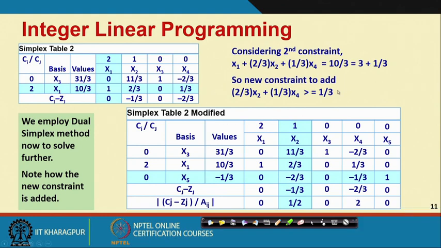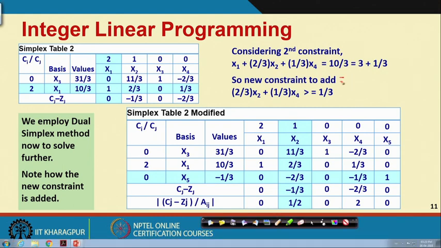You see what we do is very interesting. We write it the negative way, right. We write in this manner: minus 2 by 3 x 3 minus 1 by 3 x 4 equal to 1 by 3. So, this less than equal to will be then greater than equal to, and then here we add a variable, say x 5, which is our slack variable.